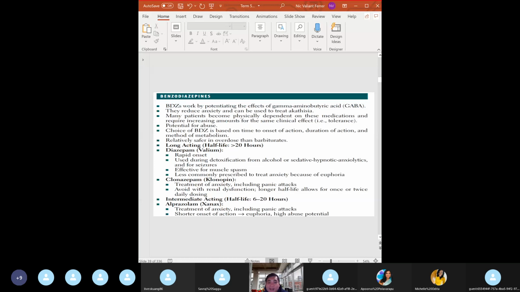Good job, guys. Okay. Benzodiazepines, high yield. They potentiate the effects of your GABA. They also reduce anxiety and can treat akathisia, one of your EPS. However, many patients become physically dependent on these medications, and they require increasing amounts for the same clinical effect. Don't forget tolerance. It has a high potential for abuse. Okay? So you need to know the long-acting ones.